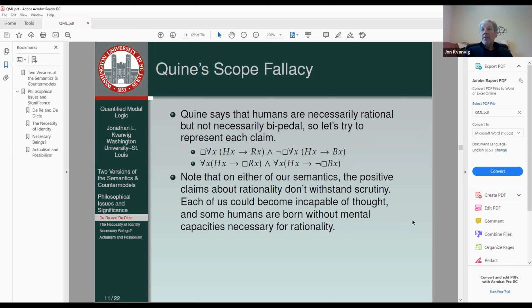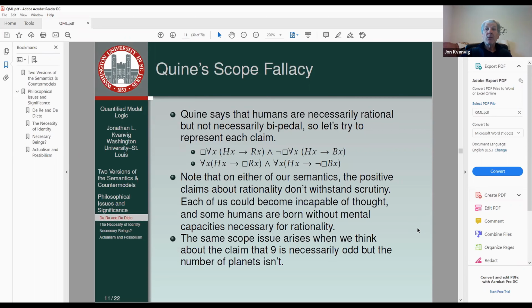Note that on either of our semantics, either fixed domain or variable domain semantics, the positive claims about rationality don't quite work. Each of us could become incapable of thought, and some humans are born without mental capacities necessary for rationality. That will plague almost any example we come up with, so we are just not going to do that.